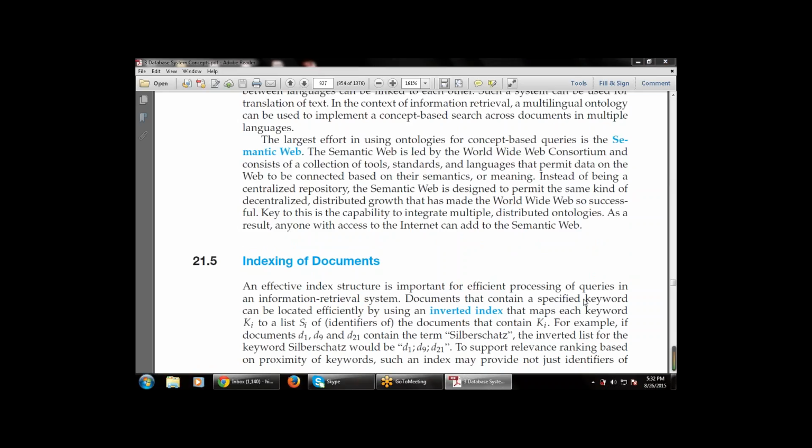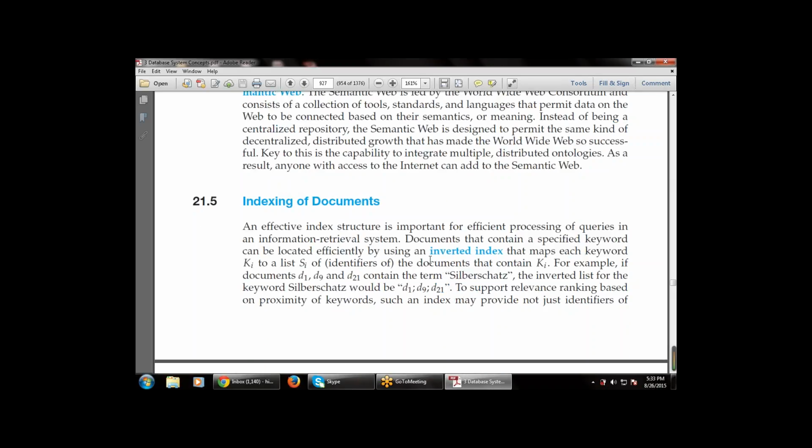So next is the indexing of the documents, that is, how to maintain the indexing. Maintaining the indexing of the documents is a very important feature, because different index structures are important for efficient processing of the query. So the index structure is very important for efficient processing of the queries in an information retrieval system.